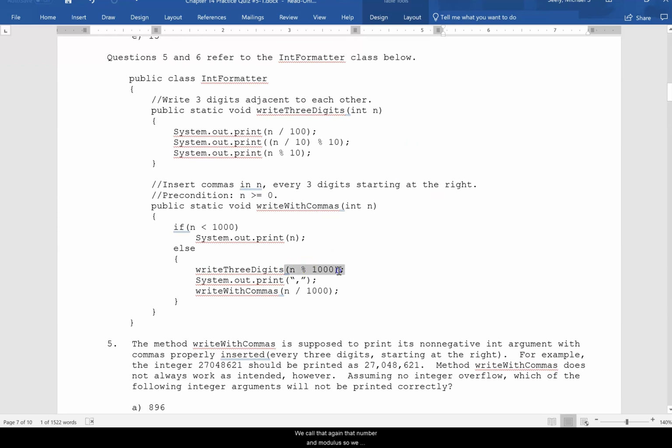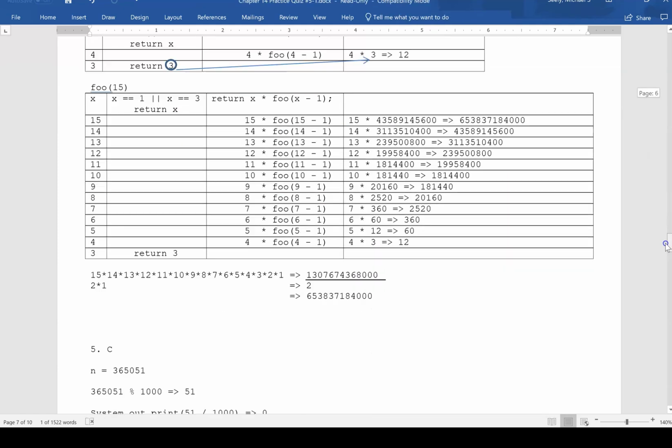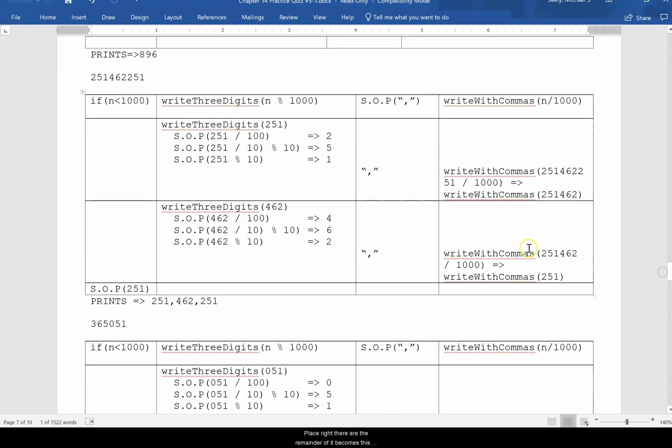We call that again, that number in modulus, so we get rid of the first 1,000 space right there, or the remainder of it becomes this, because that's what's left on here. And so then we divide it out, we get 4. Divide that by 10, we get what? 46. 10 goes into 46 4 times with a remainder of 6. And then if we were to modulus that, we get 2 and then the comma.